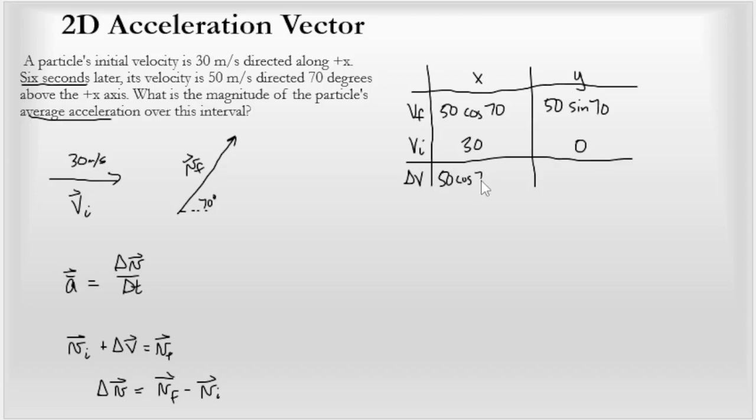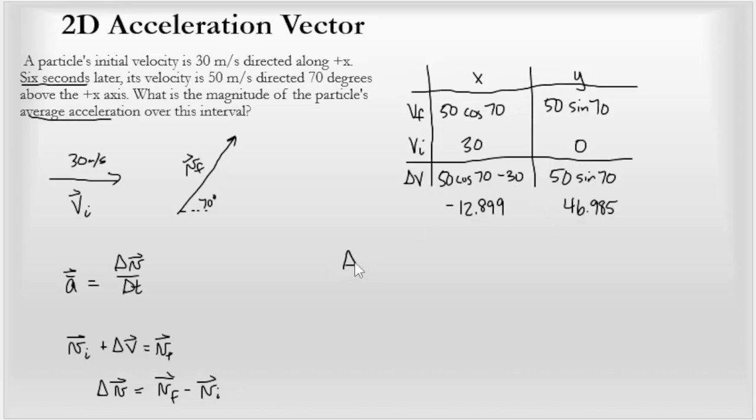So I go 50 cosine 70 minus 30, 50 sine 70. So that's the delta V. This is delta Vx. This is delta Vy. I ran these through my calculator. This I got a negative number, negative 12.899. And this I got to be 46.985. So I have those two numbers.